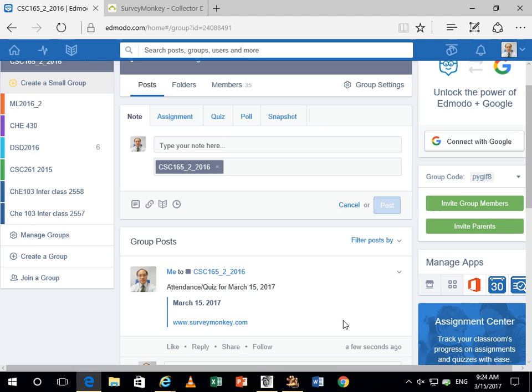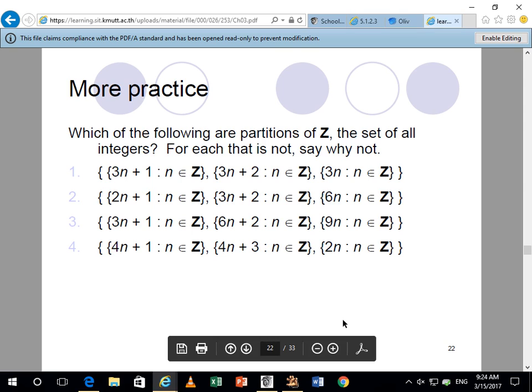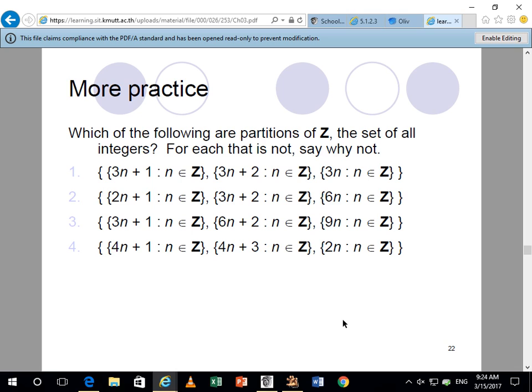It's based on the review that I gave you today, just the beginning on partitions. Very simple. In the remaining cases here, we went over the first one, these 3 form a partition. So I want you to answer this: which of the following are partitions of Z? This, this, and this. It's multiple choice. It could be more than one, or it could be none of them.